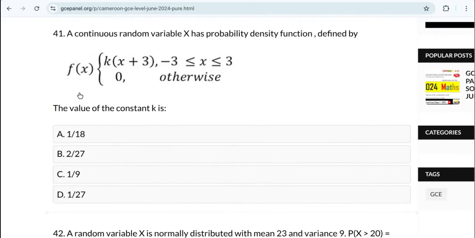So question 41. A continuous random variable x has a probability density function defined by that and 0 elsewhere or otherwise. The value of the constant k is... For a probability density function, the integral from negative infinity to positive infinity should be equal to 1. But since all the other points are 0, it's only defined from negative 3 to 3. Then it means we are going to have the following.